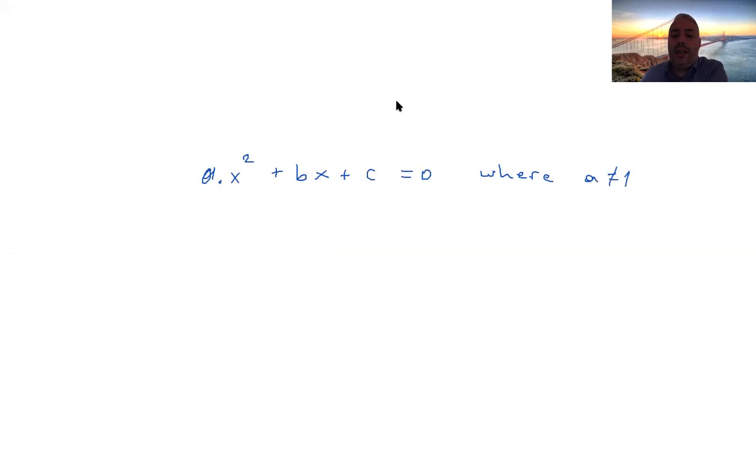When a is different than 1, the rule is this. Let us be careful. C is the product of two numbers, m times n. Now a is the product of two numbers, p times q. These numbers we will find, but they have to satisfy what? So c must be equal to m times n, and a must be equal to p times q.